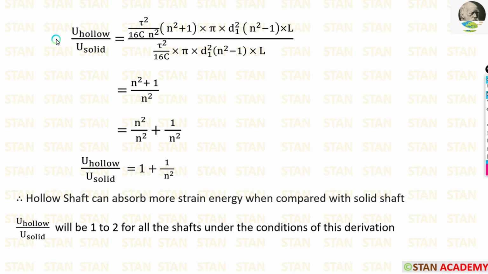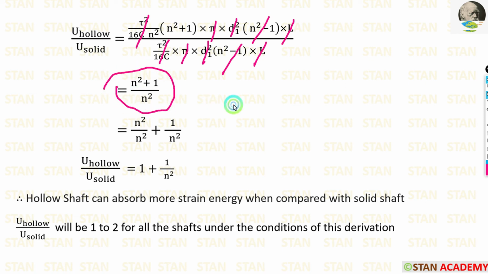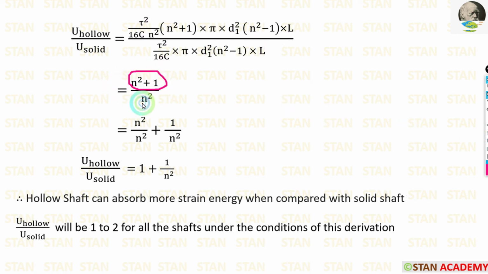Now let us find the ratio: strain energy for the hollow shaft divided by strain energy for the solid shaft. We can cancel n square minus 1, L, d1 square, pi, and tau square by 16c. The remaining is n square plus 1 by n square. Then we can take these two terms separately: n square by n square plus 1 by n square. Here we cancel n square and n square. Finally we get 1 plus 1 by n square.